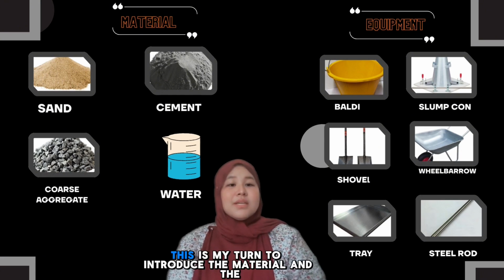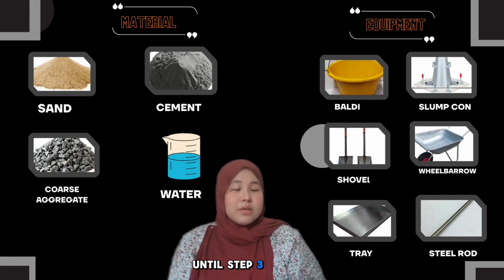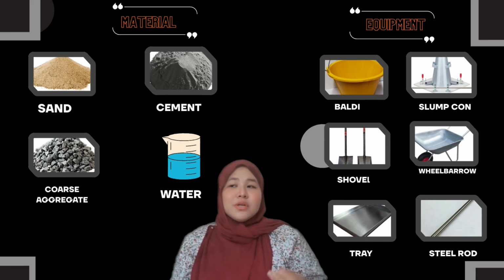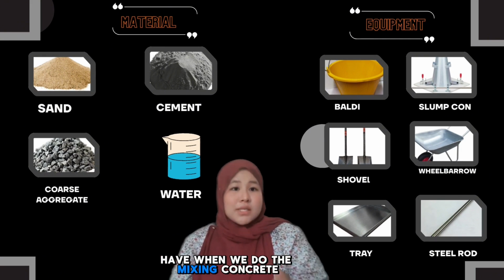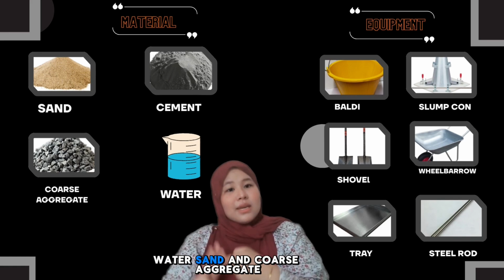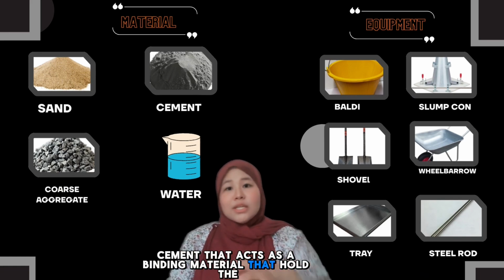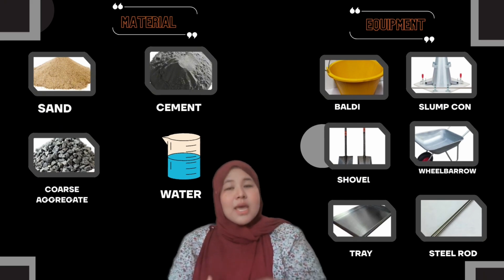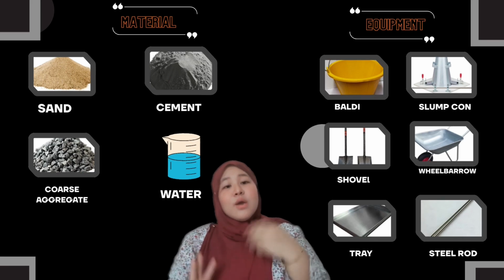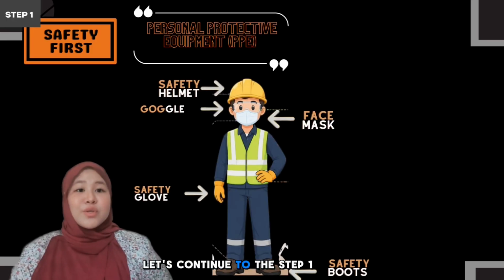Thank you, Jamie. It is my turn to introduce the materials and steps up to step 3. First of all, I will introduce the main materials we must have when we do the concrete mixing. First is the cement, water, sand, and coarse aggregate. Cement acts as a binding material that holds all the components. Then the water is needed for the hydration process, while the sand and the coarse aggregate provide strength and stability to the concrete mixture. Let's continue to step 1.